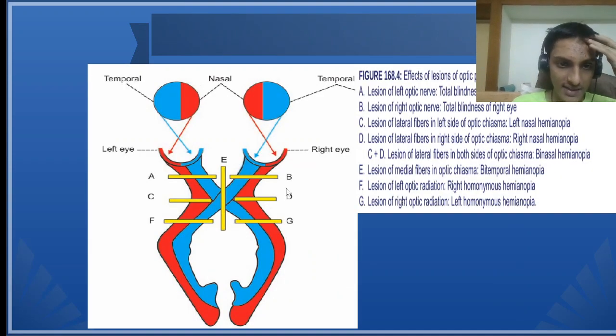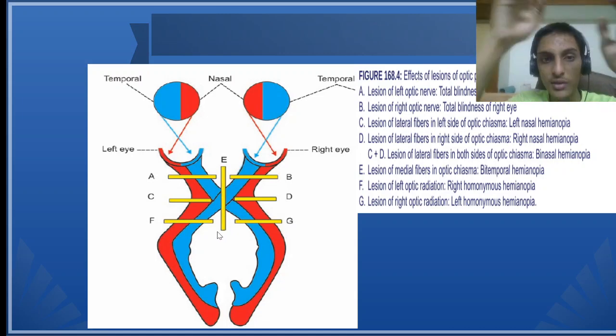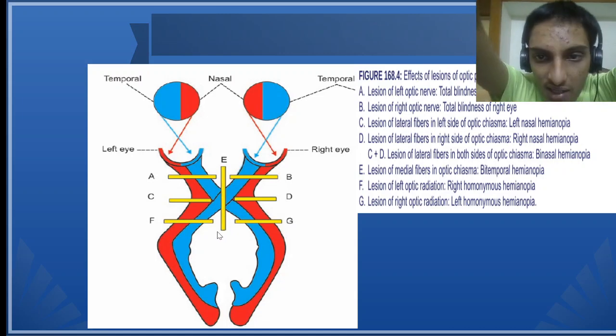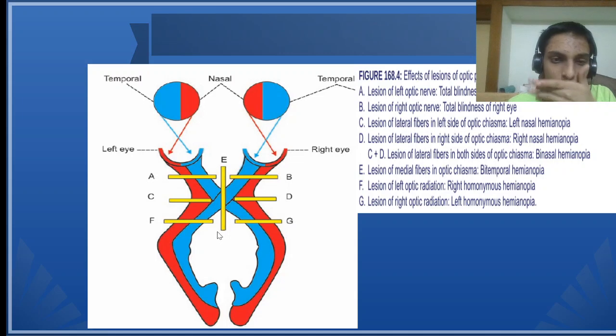Right, here we can see the site of lesions. Here is anopia. This site is anopia, and this is for the right. So A and B is anopia totally. This is bitemporal hemianopia. I told you about it in the pituitary tumors of the visual pathway. Here actually the heading will come, that is the lesions of the visual pathway.